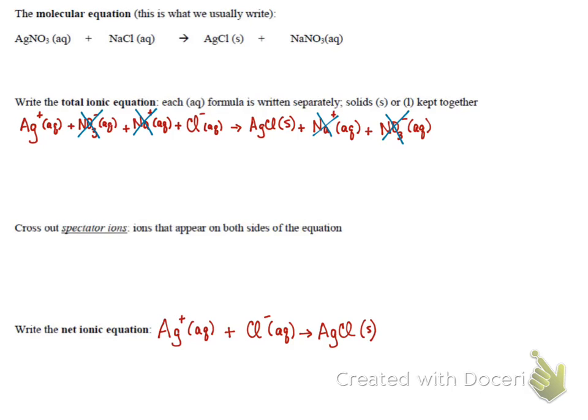And then you rewrite what is left over when you're done, and that is what we call the net ionic equation. So this is what's really happening in this reaction, even though the complete reaction looks like this. The net ionic equation for this reaction looks like this.